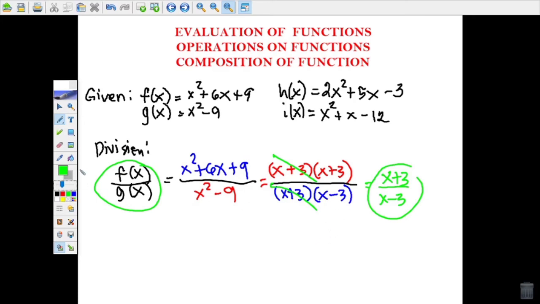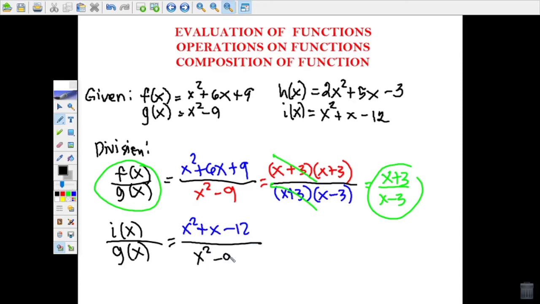Okay? So, how about this? I of x all over g of x. Okay? So, first, kopyahin lang natin si I of x. So, x squared plus x minus 12, all over the g of x is x squared minus 9. Okay? So that would become equal to, so again, factorable tong dalawa. So ito, since x squared minus 9, ito yung nasa taas, so copyhin lang natin. So become x plus 3, x minus 3.